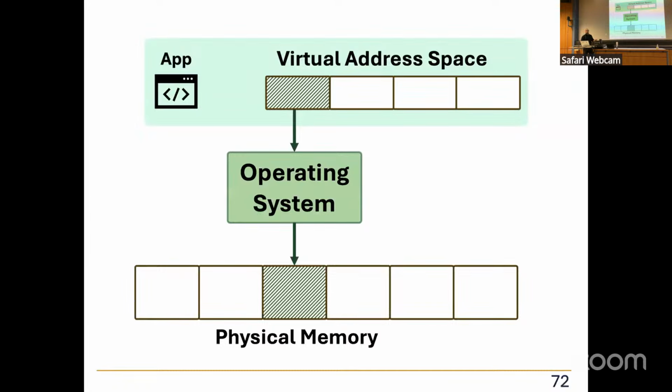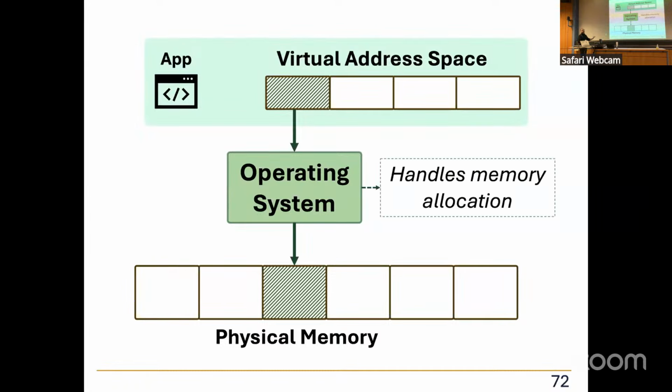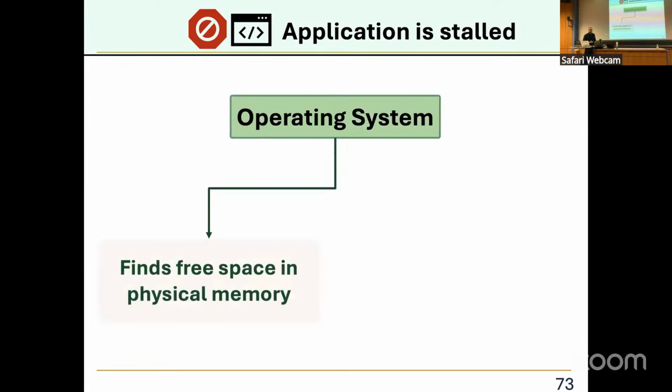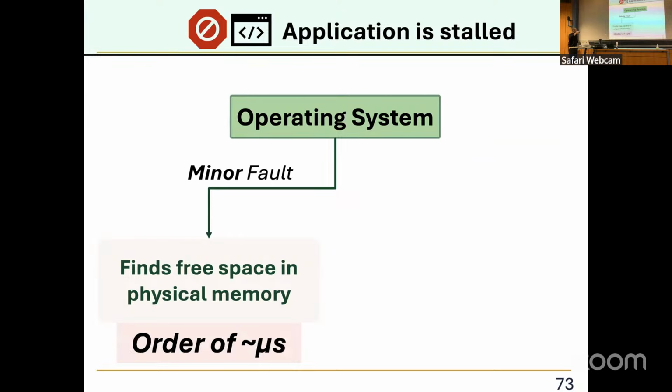Who takes over? The operating system. So the operating system takes over and handles the memory allocation. It needs to place my data somehow in the physical memory. I'm going to discuss how it does that. First, we stall the application. The application is stalled. It cannot run any other instructions because it needs to service this type of fault exception. And the operating system, in the case of a minor fault, which I will dive deeper into, simply tries to find free space in the physical memory. A minor fault is the simplest type of fault, and you can service it in the order of microseconds.